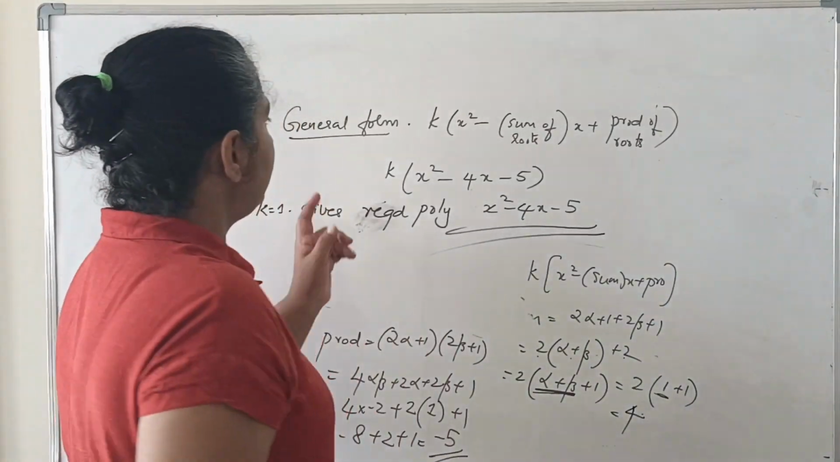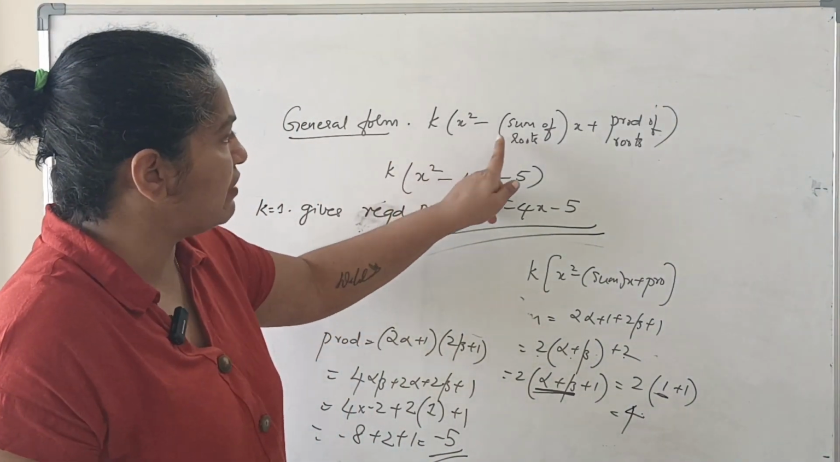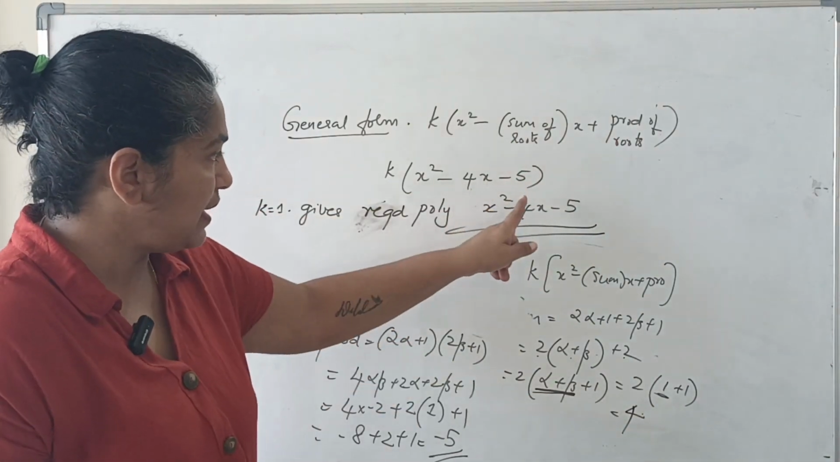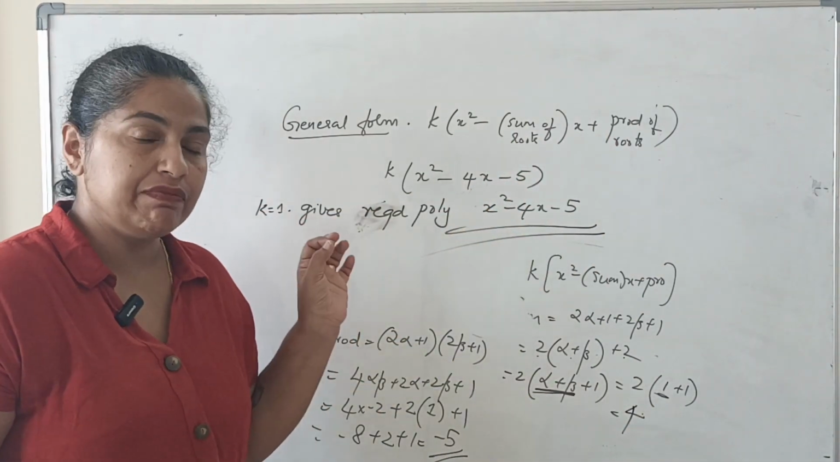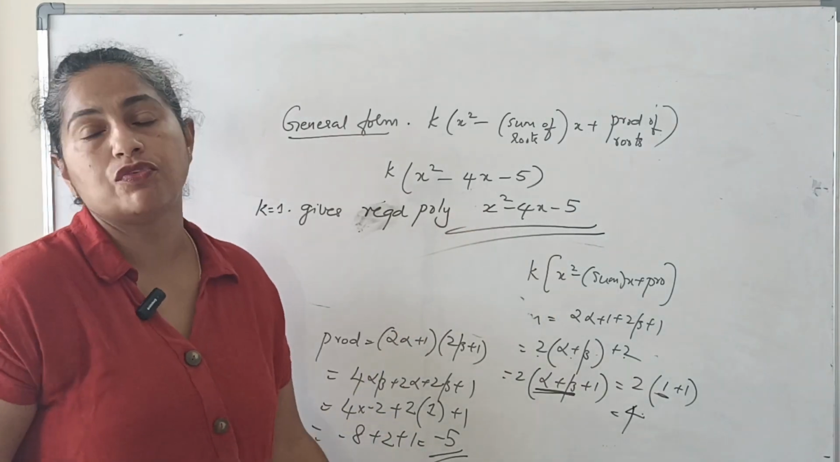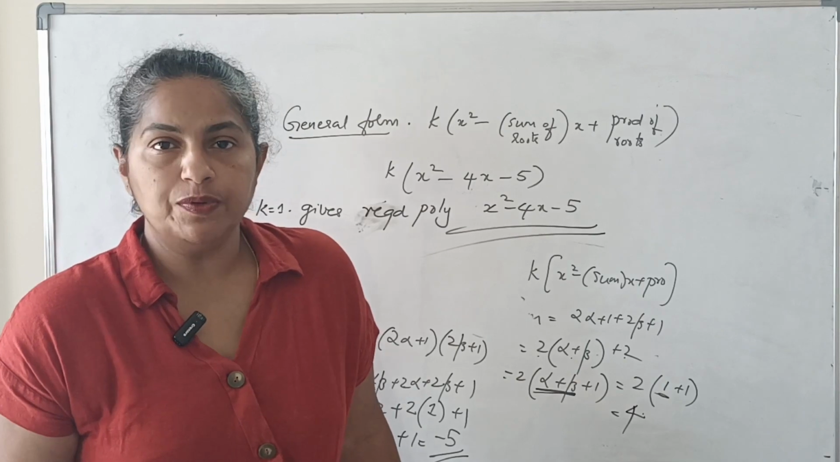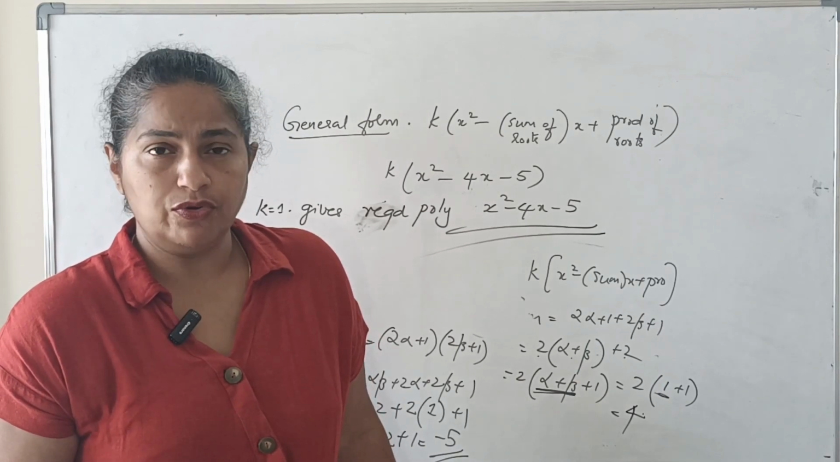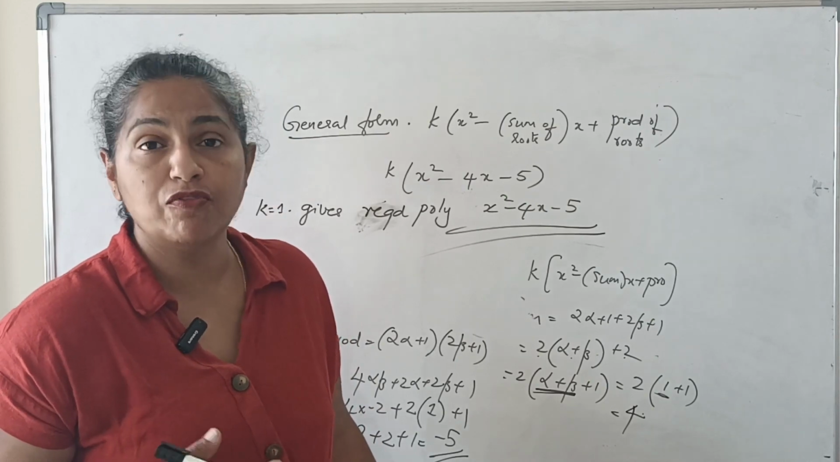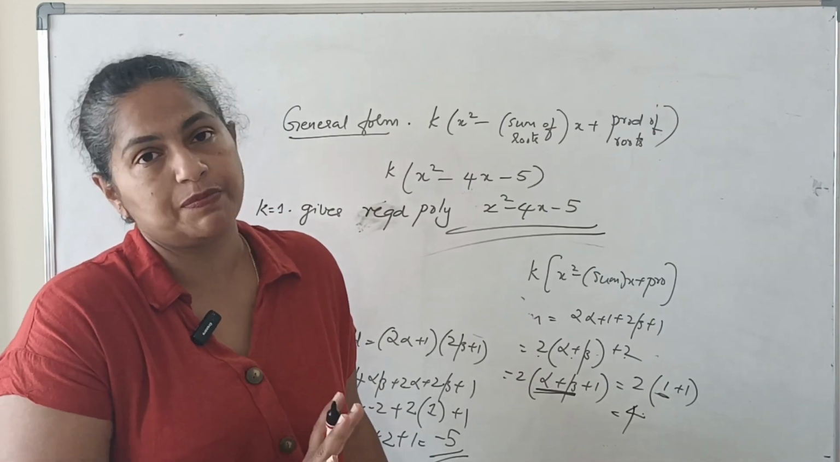So here you can see the general form I have written: k into x square minus sum into x plus product. I have written the sum 4 minus product. Now when k is equal to 1, we get one polynomial or the required polynomial as x square minus 4x minus 5. I hope you are clear with this sum. So now let us do a couple of more sums and wind up with this part.